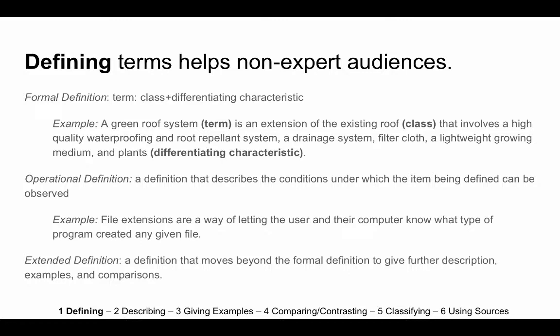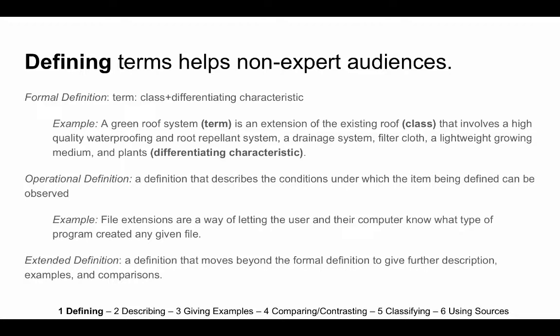The last part of a formal definition is what makes that one item or term different than all the other items in that same category. A green roof system is an extension of the existing roof that involves a high-quality waterproofing and root repellent system, a draining system, and so on. All of these characteristics, in this case characteristics, differentiate it between all the other items in that class. So that's how you write a formal definition.